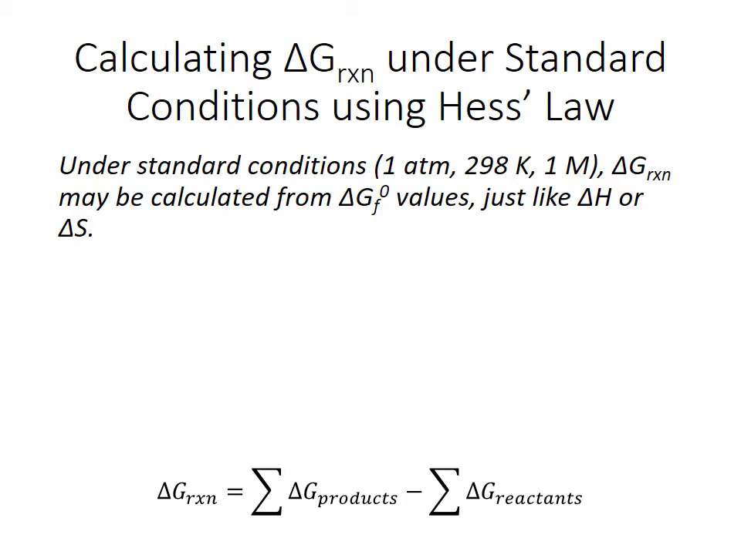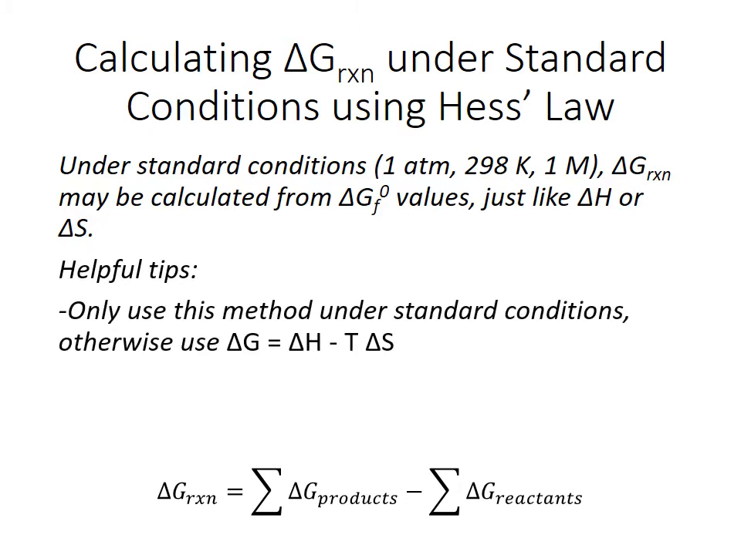This is because of Hess's law. As a reminder, the way we do that is the delta G of reaction will equal the sum of the delta Gs of the products minus the sum of the delta Gs of the reactants. A couple helpful tips. You can only use this method under standard conditions. Otherwise, you have to use delta G equals delta H minus T delta S. And I have another video up on how to do that type of problem.